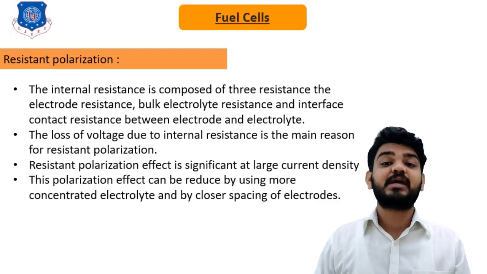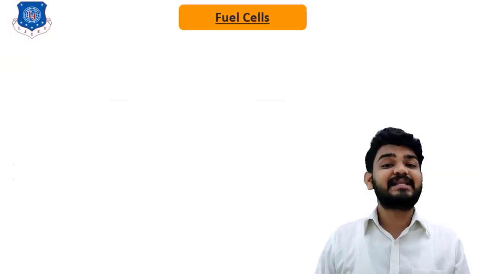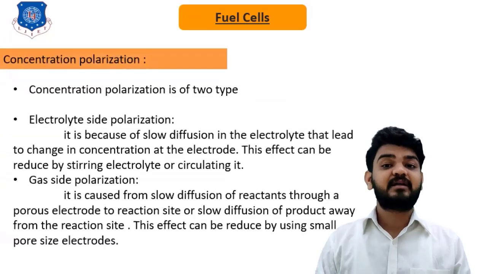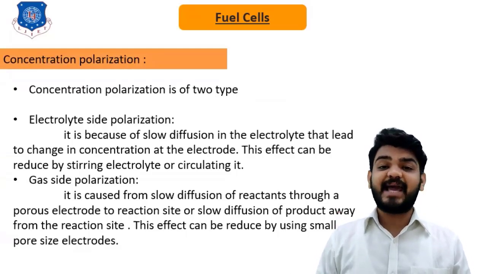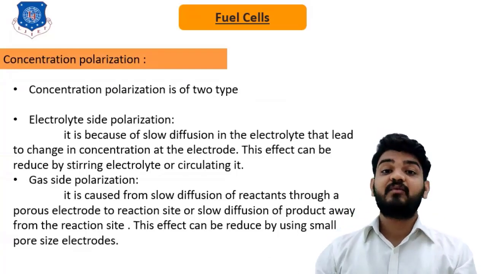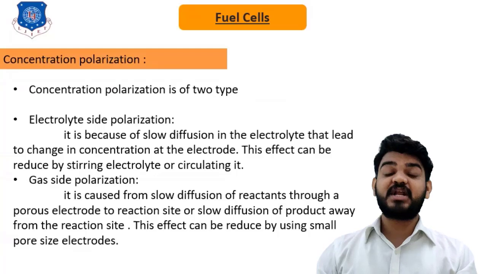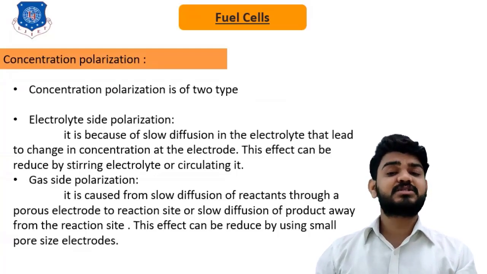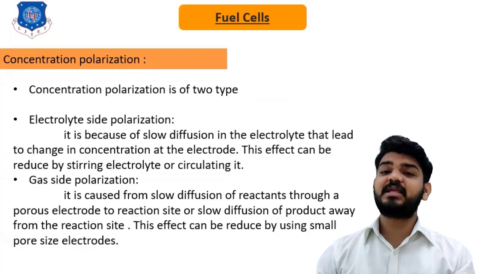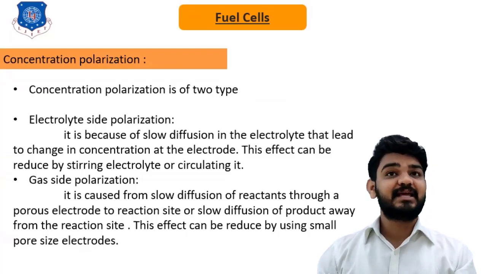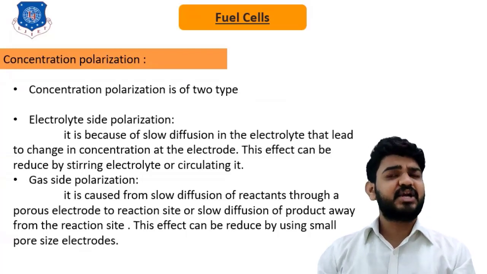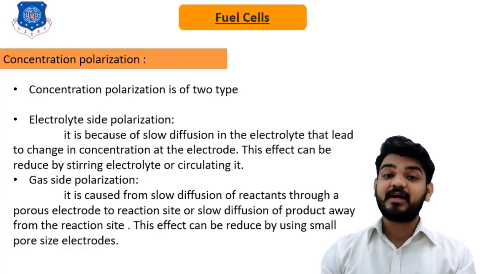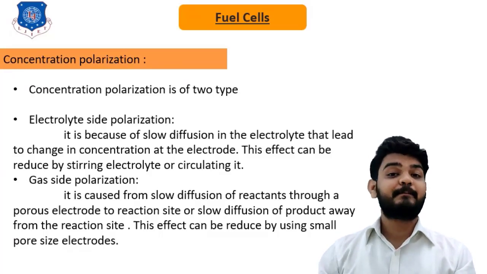Now let's move to the third type of polarization, and that is concentration polarization. Well, this concentration polarization is of two types. One is electrolyte side polarization and another one is gas side polarization. So let's see what is the electrolyte side concentration polarization. It is caused due to slow diffusion in the electrolyte that leads to a change in concentration at the electrolyte. Well, this can be reduced by stirring the electrolyte or circulating the electrolyte throughout the process.